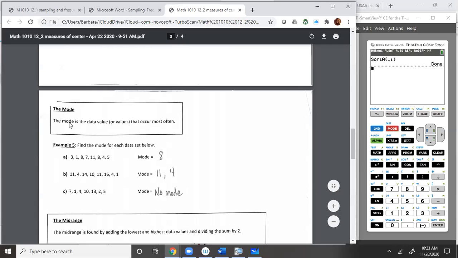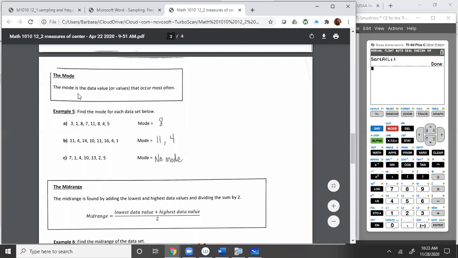Now the mode is the number that occurs most often. In example 5, find the mode for each data set below. 3, 1, 8, 7, 11, 8, 4, and 5. Taking a look at all these numbers, the mode is 8 because that number occurs 2 times. And the rest of the numbers only occur once.